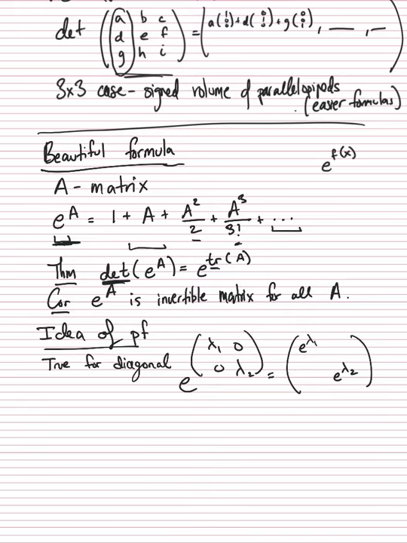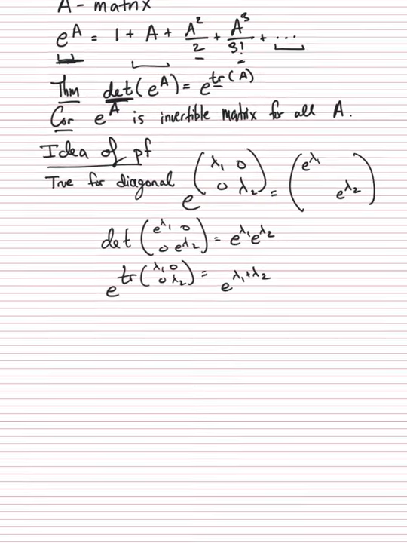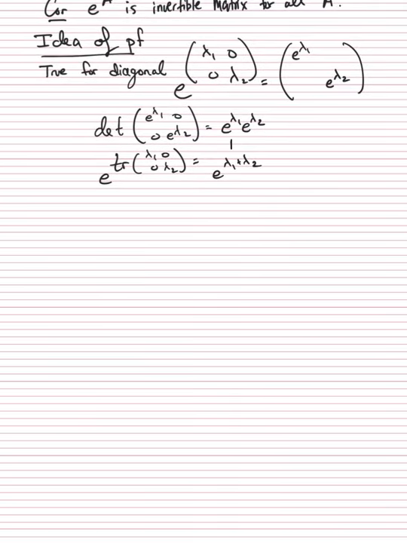In this case, the matrix multiplication is quite simple. And therefore, if I take the determinant of this, e to the lambda 1, e to the lambda 2, 0, 0, I'm getting the product of the diagonals. On the other hand, if I take the trace of A, so if I get e to the trace, then I'm getting e to the lambda 1 plus lambda 2. Okay? And therefore, by exponentiation rules, I get that these are equal.